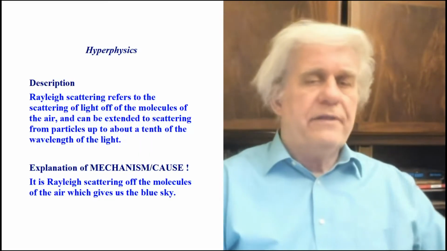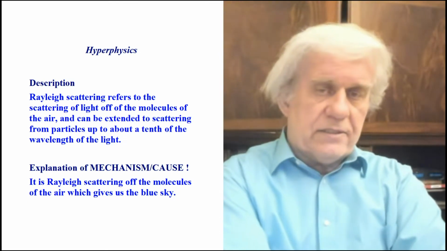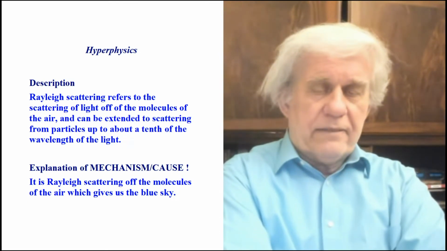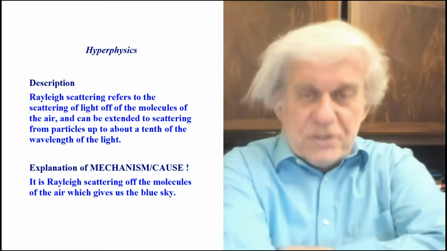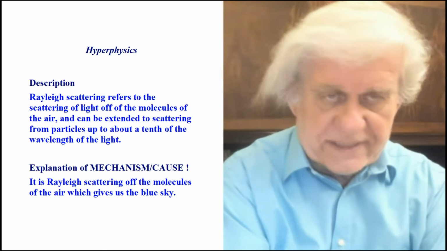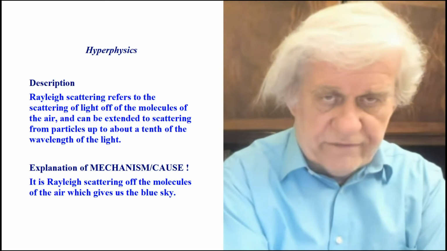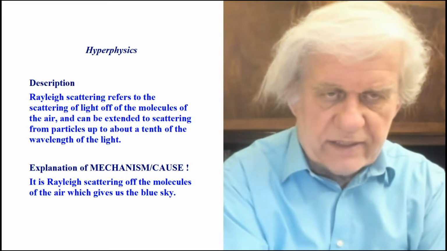Okay, so he gives this example of Rayleigh scattering, and if you look it up, you'll find the same thing that I found, and I found it in HyperPhysics. Here it is. And here you can see the difference between a description and explanation, which this fellow did not understand. On the one hand, he says one answer is a question, but it's like he didn't listen to what he was saying. Okay, so here it is. This is description, and this comes all out of the same place. Rayleigh scattering refers to the scattering of light off of the molecules of the air and can be extended to scattering from particles up to about 1/10 of the wavelength of the light.